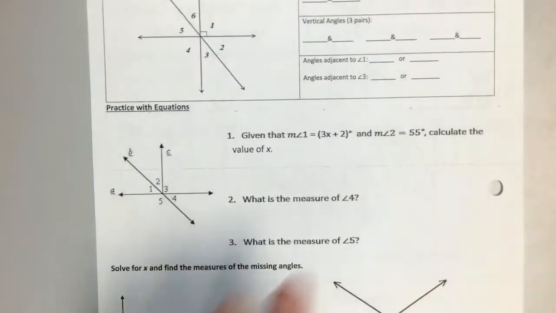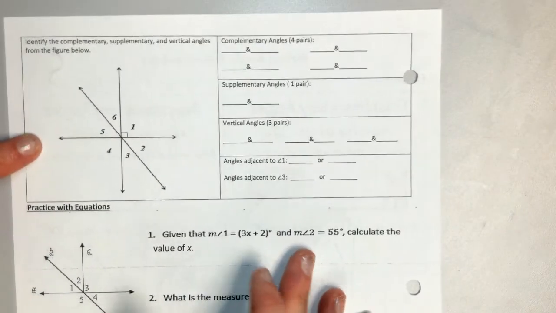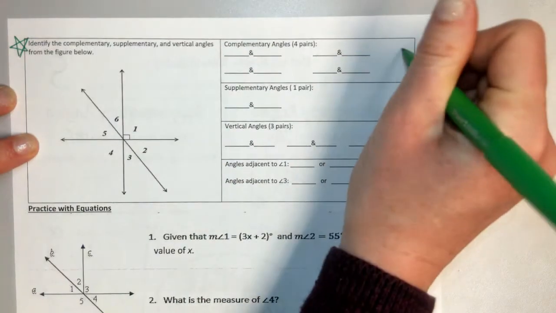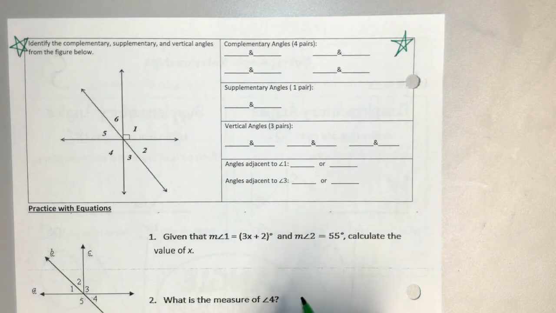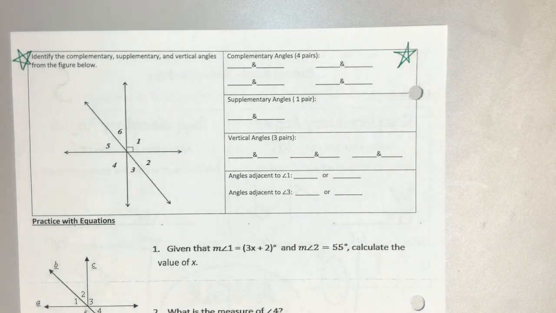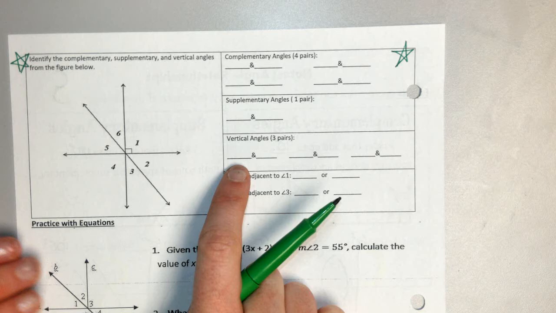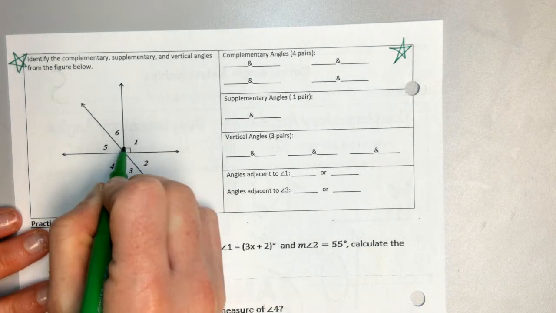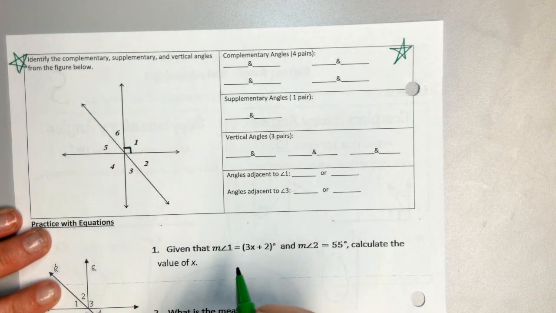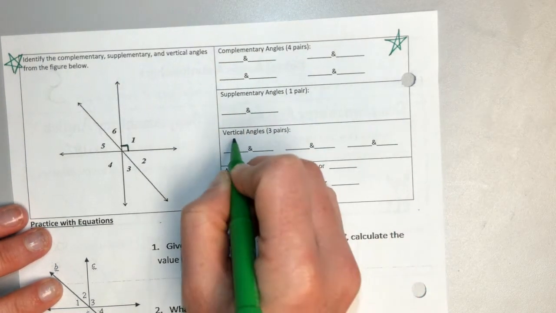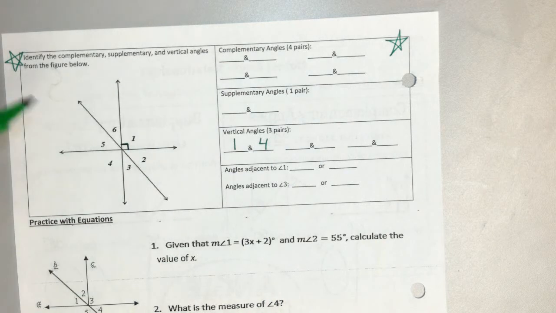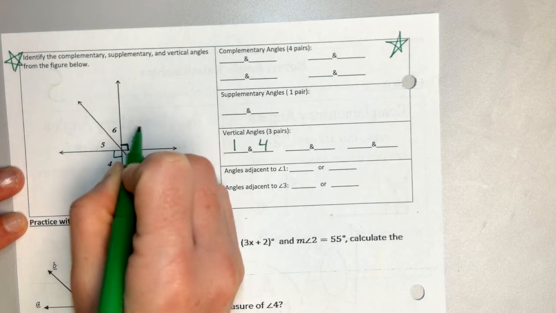All right, on the back, this is a test question. You will see this on a test or quiz. All right, I'm going to start with vertical angles first. So here's angle 1. What's vertical to angle 1? 4. So 1 and 4 are vertical. They're directly across from each other. That means they're both 90 degrees.